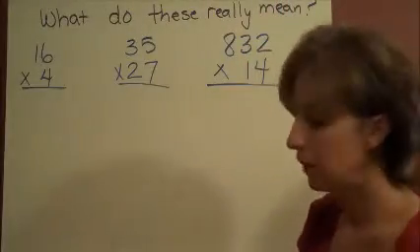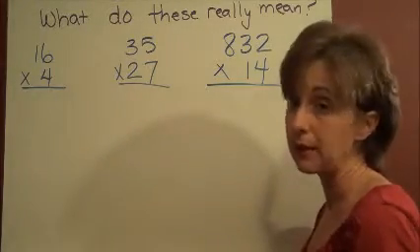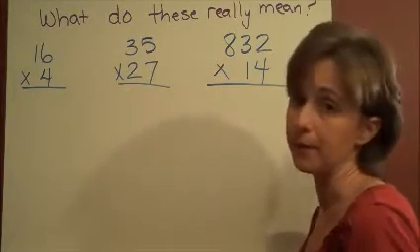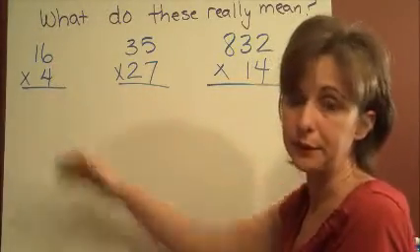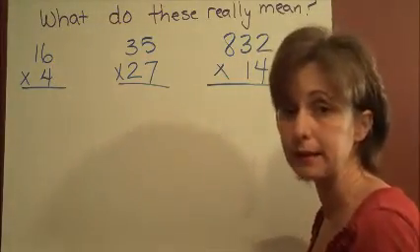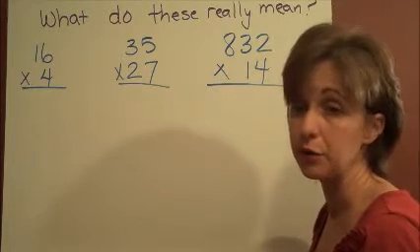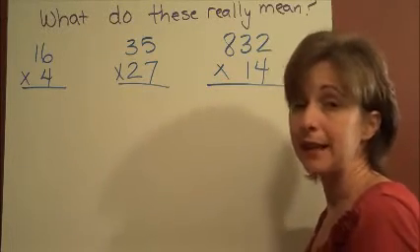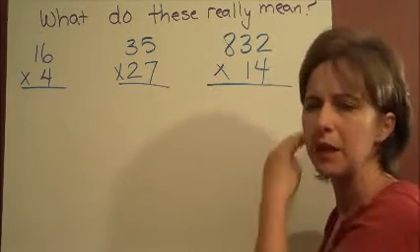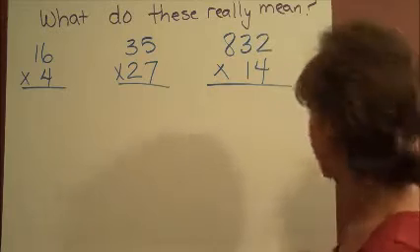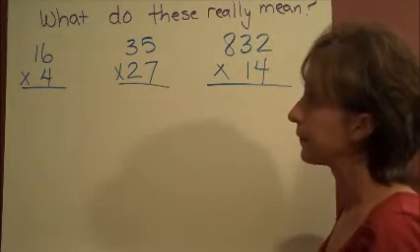But what do these really mean, and how does knowing what they really mean help us solve them? This one really does mean 16 groups of 4. So if you wanted to write 16 4 times, or 4 16 times, you could. Or if you wanted to count by 4 16 times, there's numerous ways to solve it. But those aren't necessarily efficient. So let's talk about what it really means.